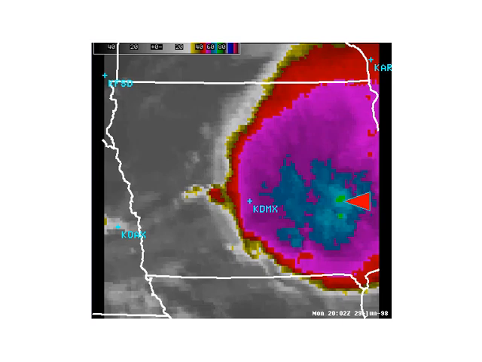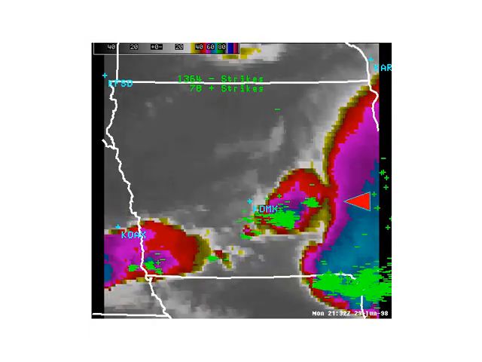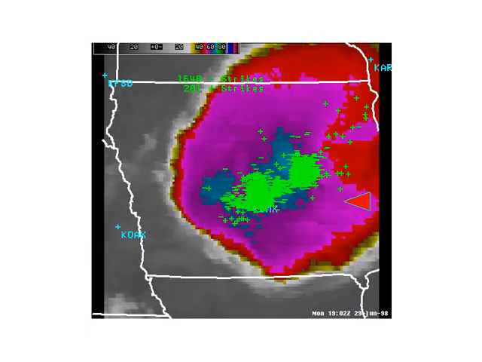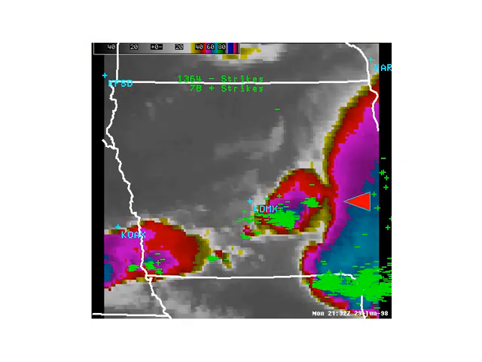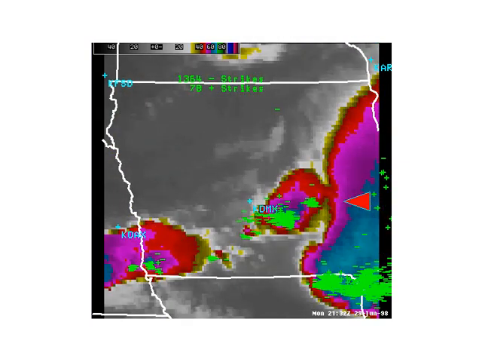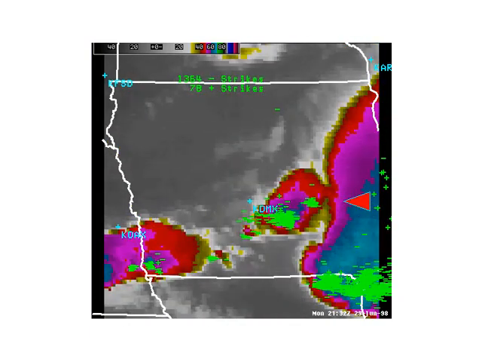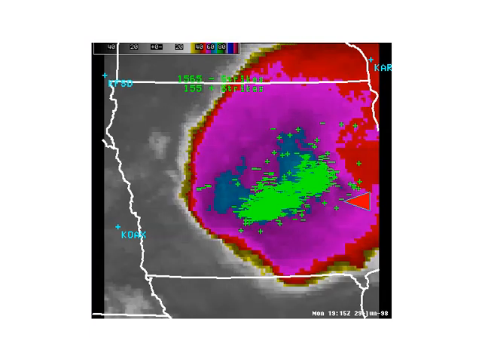However, if we toggle on the CG lightning and animate the loop once again, you can see several things. First of all, notice the incredibly high number of strikes. Over 2,000 negative strikes within a 5-minute period at different portions of this, over the parts of central and eastern Iowa. Just incredibly large numbers of CGs.